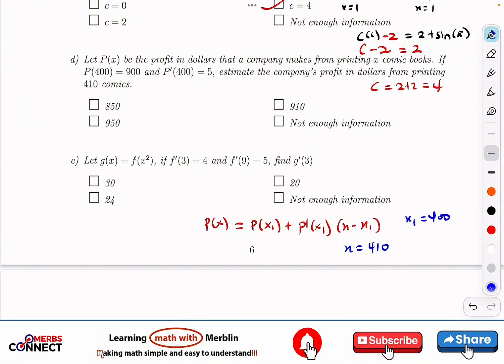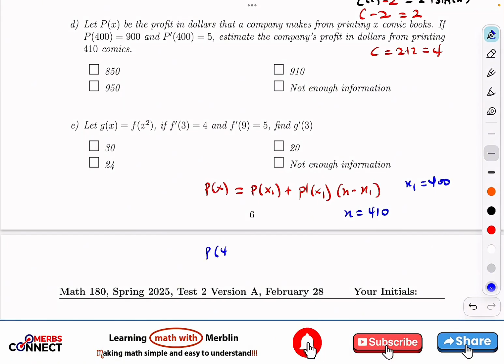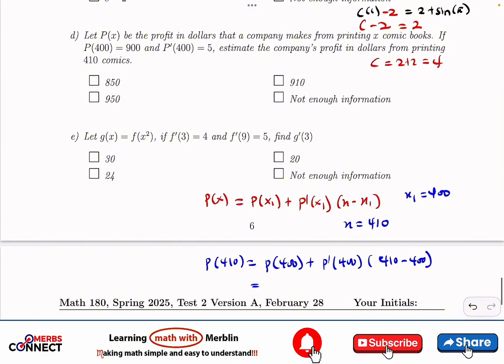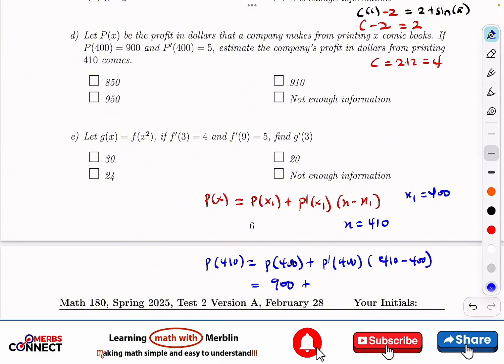So x1 is 400. So it means that p of 410 is equal to p of 400 plus p prime of 400 times 410 minus 400. So let's try and simplify this. p of 400 is equal to 900. Then p prime is 5. And then when you do the subtraction, this is going to be 10. So this is 900 plus 50. And this is going to give us 950. Right? 900 plus 50 should be giving us 950. So that's what we are going to get for that one.